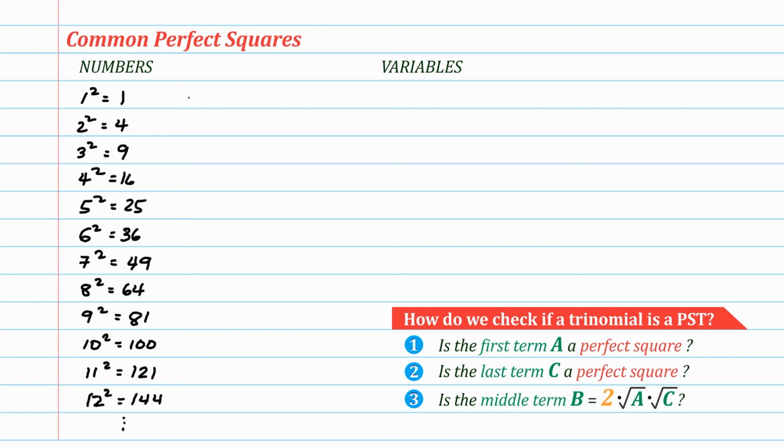Anong ibig sabihin yan? Ibig sabihin yan yung kabaliktaran: square root of 1 is equal to 1. That also means square root of 4 is equal to 2. Ang ibig sabihin nito, square root of 9 is equal to 3. And so on. Pero teka, hindi lang numbers ang kailangan nating kabisaduhin ang perfect square at saka square root.